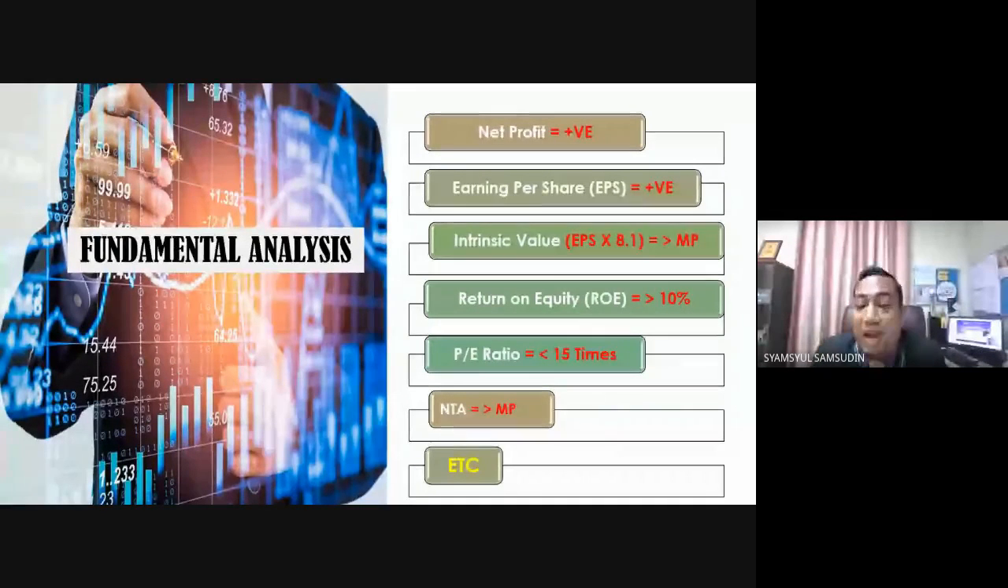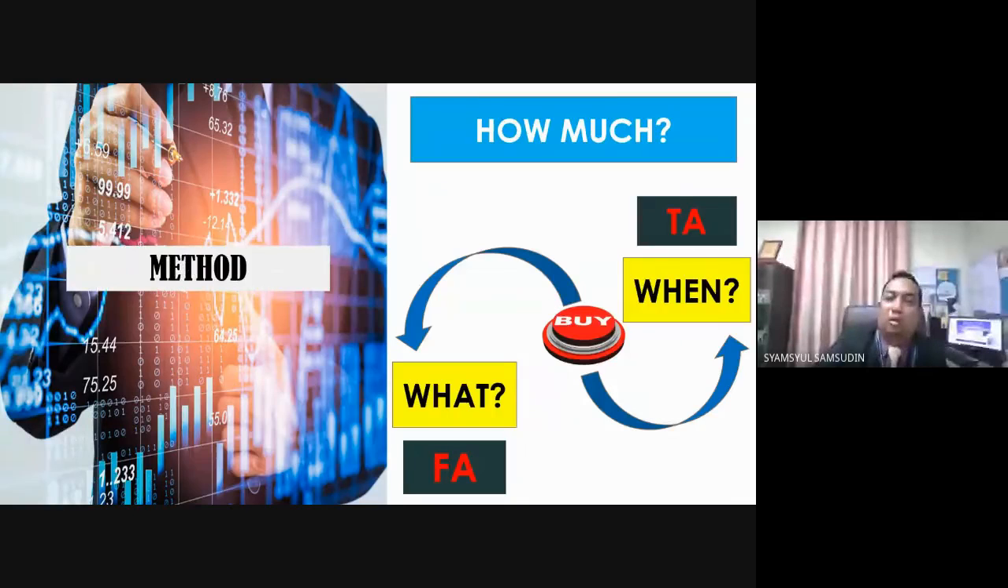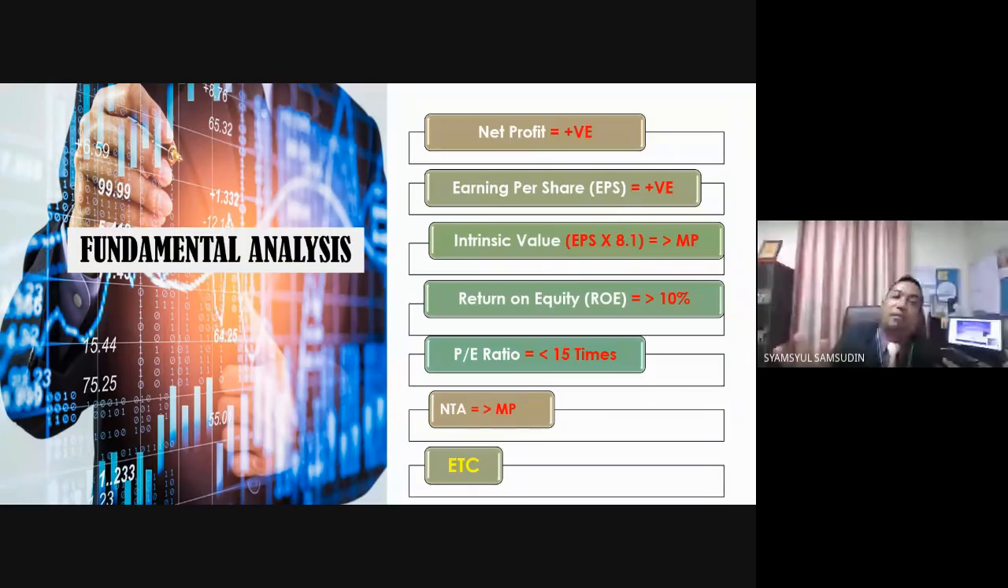All right. So next is net tangible asset. Tangible asset value in RM per share should be more than market price. So net tangible asset mesti lebih besar daripada market price. Ini antara karakteristik atau kriteria when you want to decide what stock you want to invest in, looking at the fundamental dulu. Sebelum you nak beli saham, kita looking at the fundamental. So this is the criteria on the fundamental.